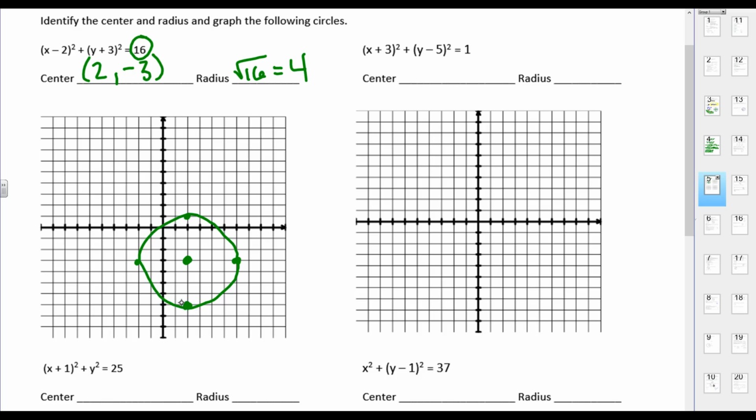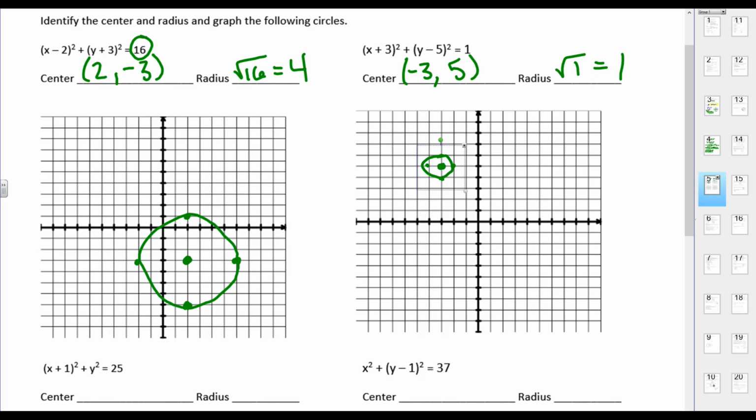So that's all you do. This next one, my center here is going to be at opposite of the x, which would be -3. Opposite of y minus 5 would be at 5. And my radius is the square root of whatever that number is, and square root of 1 is 1. So I go to -3, 1, 2, 3, 4, 5. That's my center, and I go out 1 in all 4 directions.